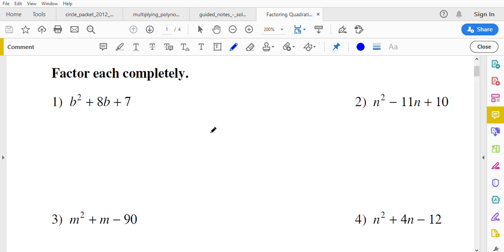Okay. So for number 1 here, you have 3 terms. You have what's an a term.